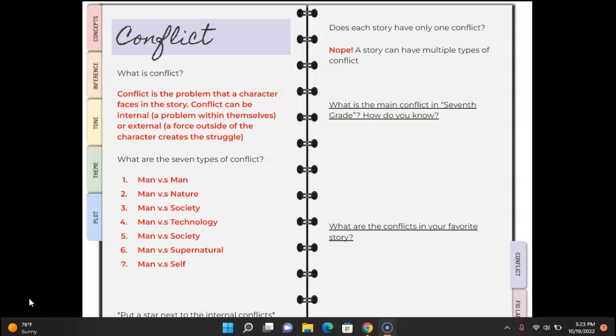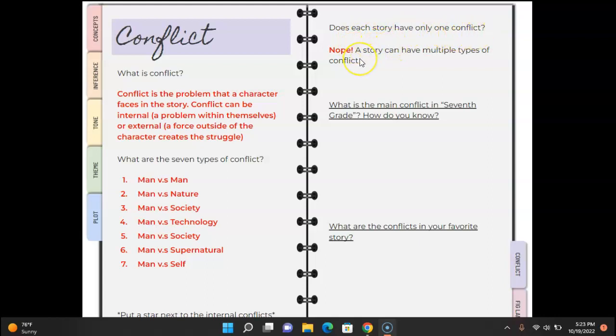The 7 types of conflict are man versus man, man versus nature, man versus society, man versus technology. Oh, I have man versus society twice. Man versus supernatural and man versus self. So I want you to put a star next to the types of conflict that you think are internal. So out of these 7, which ones do you think the character is facing a problem within themselves?